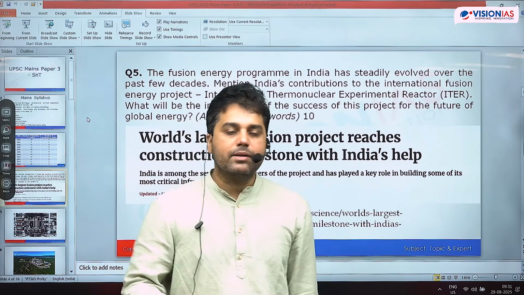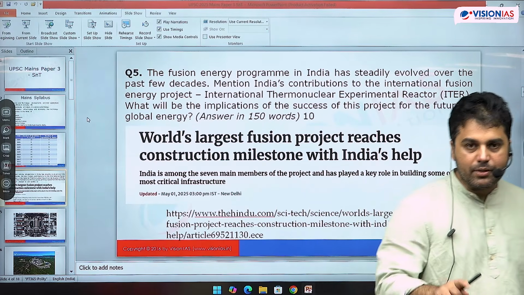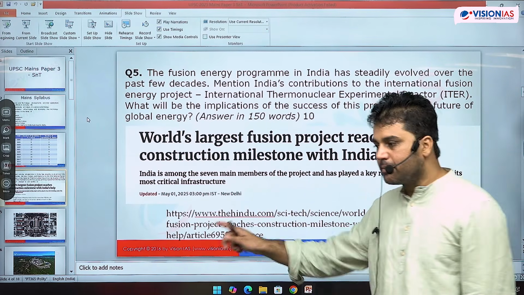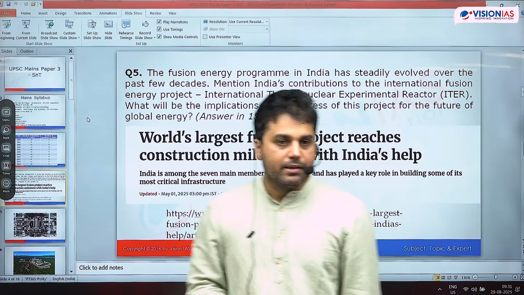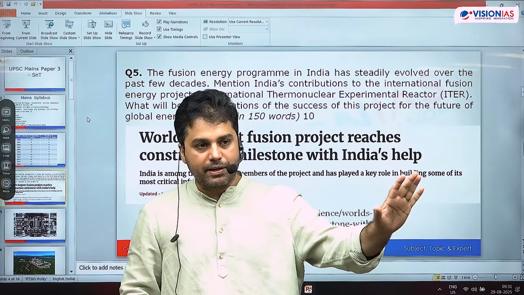So a good introduction here can be that you can define nuclear fusion, and then you can immediately mention what has been India doing in nuclear fusion in last few years. Right? ये immediate हमारा introduction हो गया. So how can we define fusion?